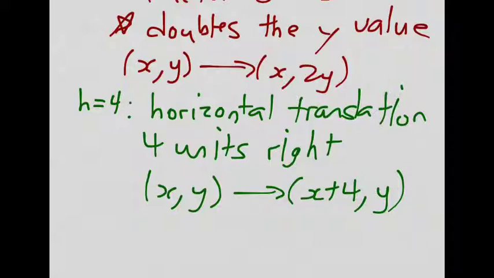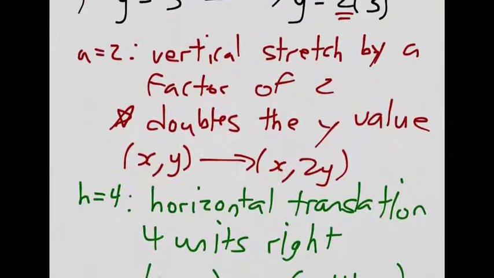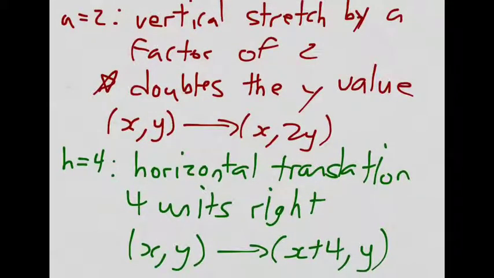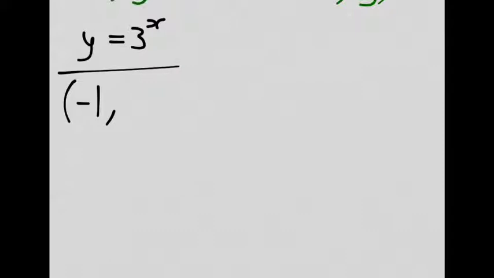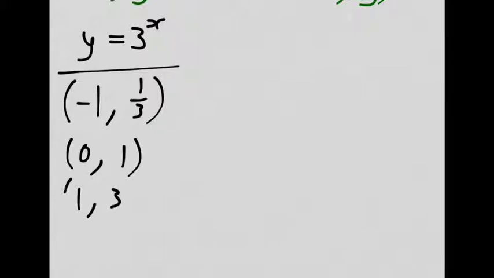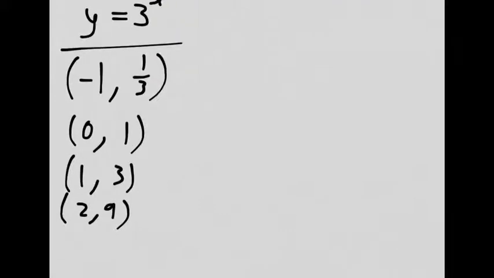Good? Okay, so now what we're going to do is take a table of values. I give you some of the points on the curve y equals 3 to the x, and we're going to transform those points doing the stretch first and then the translation. We're going to find out where those points are going to end up, and then we'll graph them. So the points that we have are -1, 1/3. You don't have to write these out, they should be on your paper. 0, 1, 1, 3, 2, 9, and 3, 27.